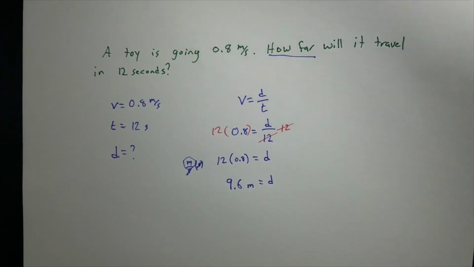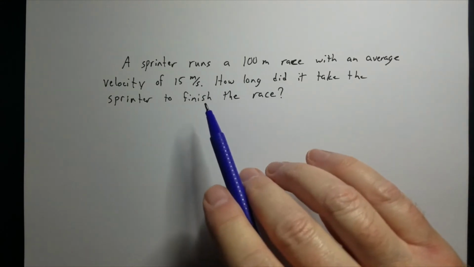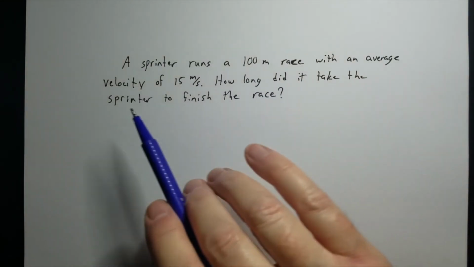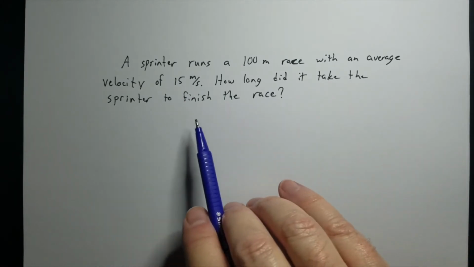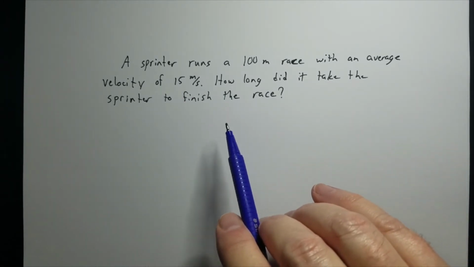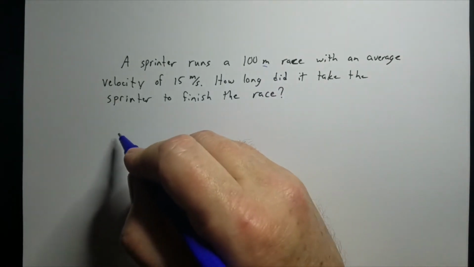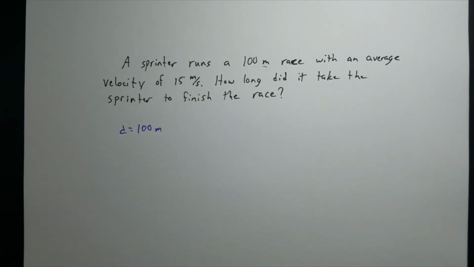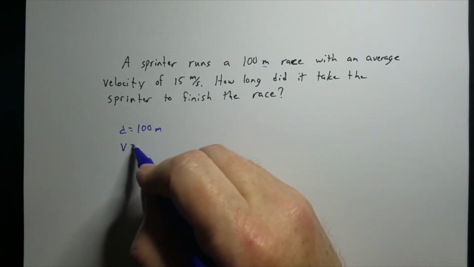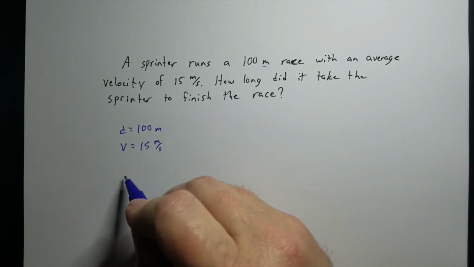Let's try another, solving for something different. In this one, we've got a sprinter who runs a 100-meter race at an average velocity of 15 meters per second. How long did it take the sprinter to finish the race? In this case, we're looking for time, because we have a distance of 100 meters and a velocity, or speed, of 15 meters per second.